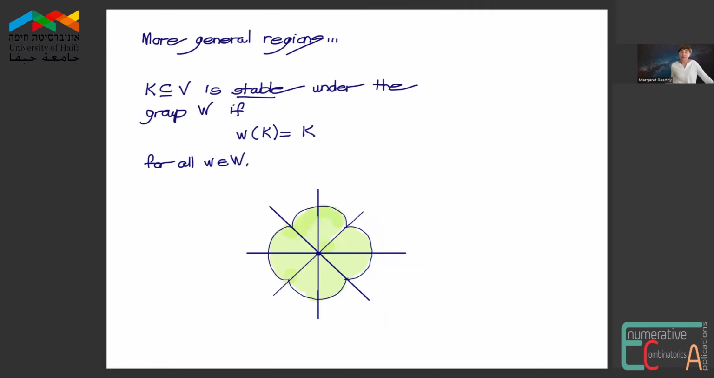We also want to look at more general regions. So let's describe what it means for a set to be stable. What that means is that if you have the set and you take an element from the Coxeter group and you apply it, you still have the set. And that holds for all elements in your group. So here's an example of a set. I was trying to draw a 4-leaf clover kind of thing.